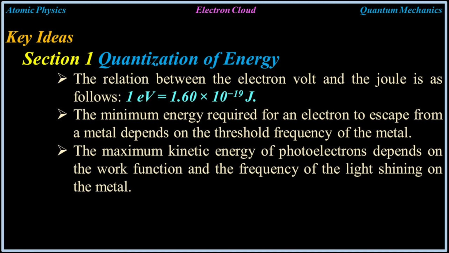Key ideas, Section 1, quantization of energy continued. The relation between the electron volt and the joule is as follows. 1 electron volt equals 1.60 times 10 to the negative 19 joules. The minimum energy required for an electron to escape from a metal depends on the threshold frequency of the metal. The maximum kinetic energy of photoelectrons depends on the work function and the frequency of the light shining on the metal.